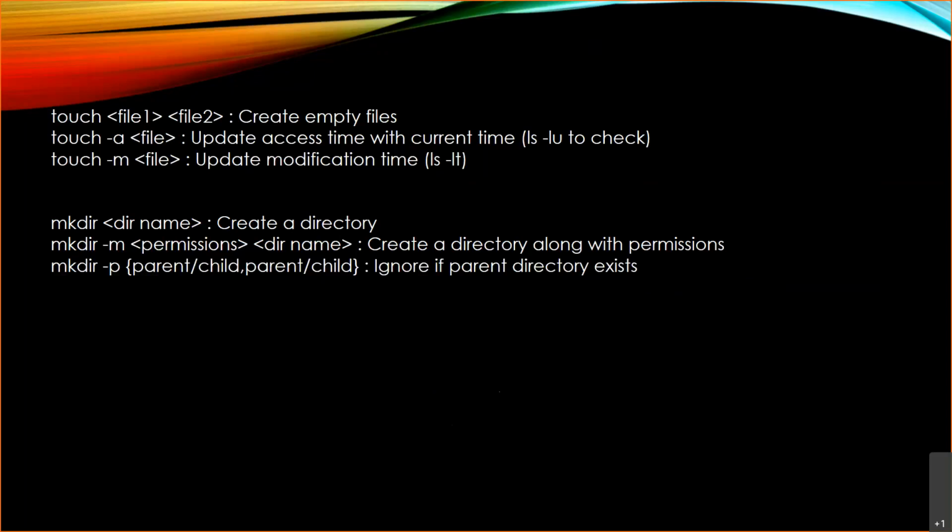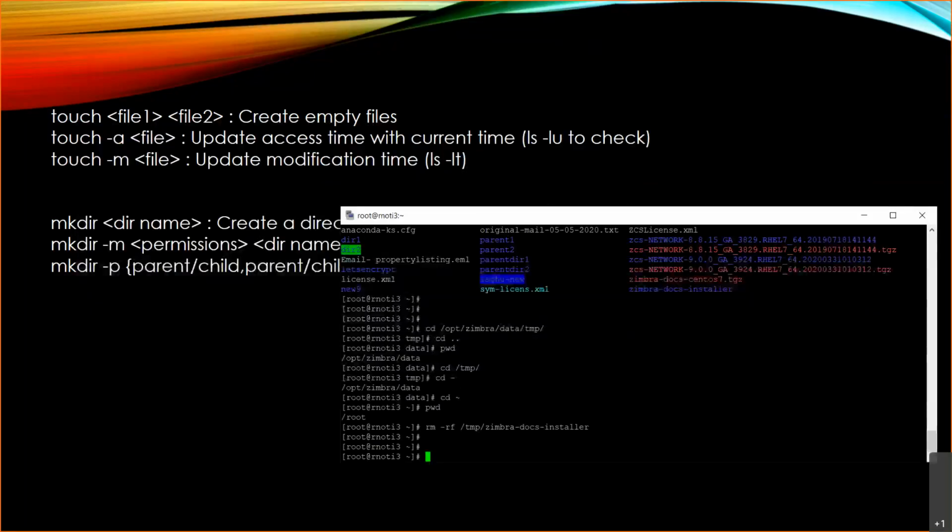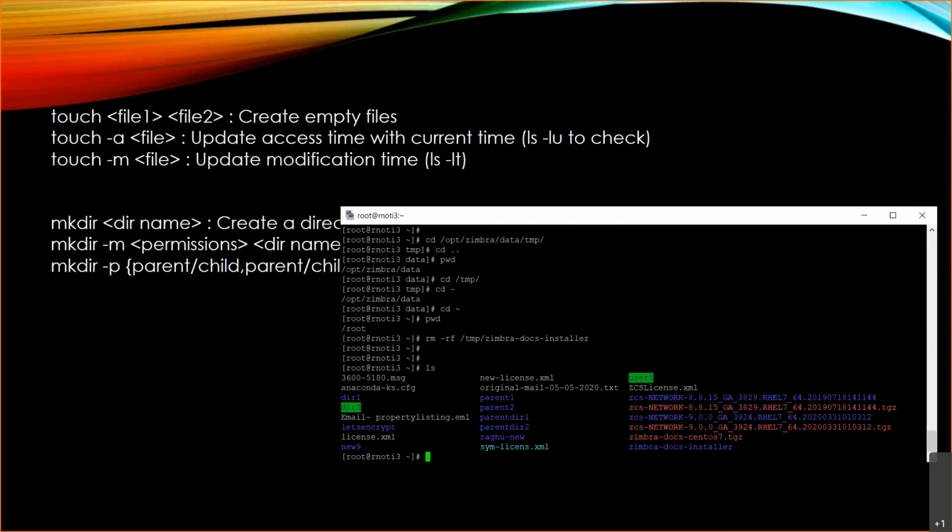So let me show some examples. Here we have parent1. Now I'm using open braces parent1/child1, comma, parent2/child2, and close braces.